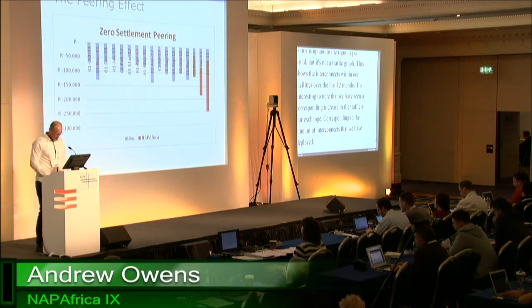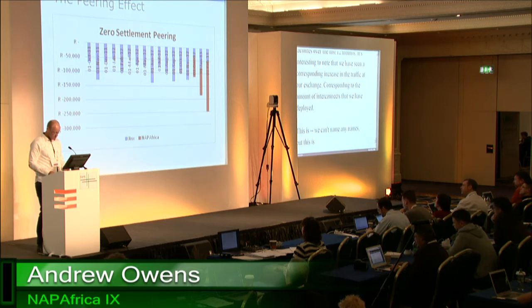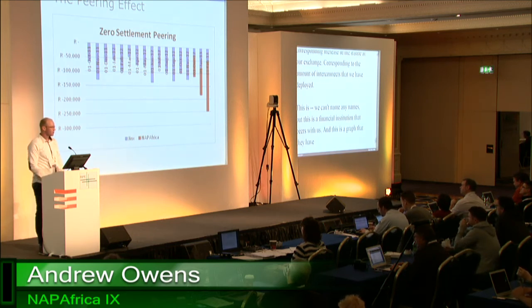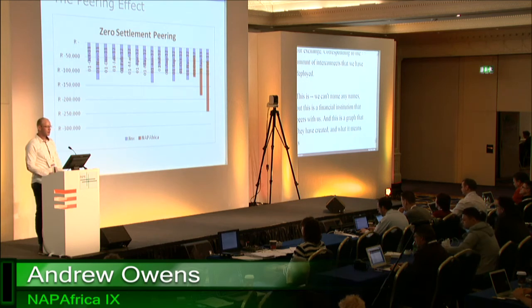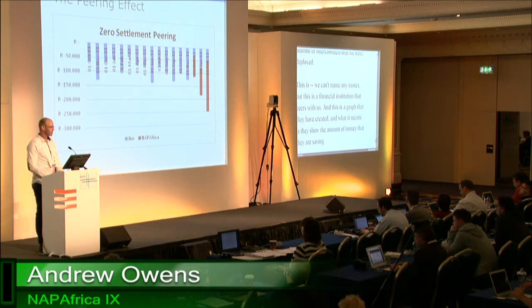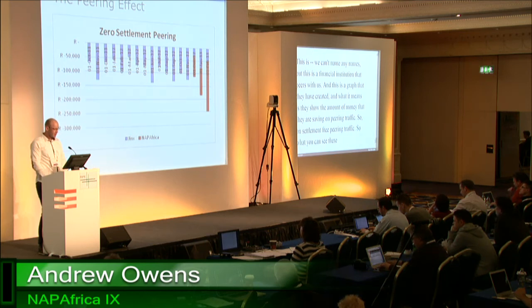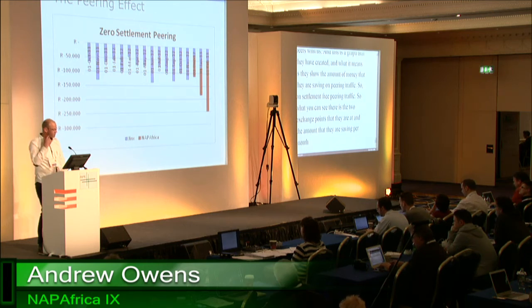Okay, we can't name any names, but this is a financial institution that peers with us, and this is a graph that they've created. It shows the amount of money they are saving on settlement-free peering traffic. You can see the two exchange points that they are at, and the amount they are saving per month.